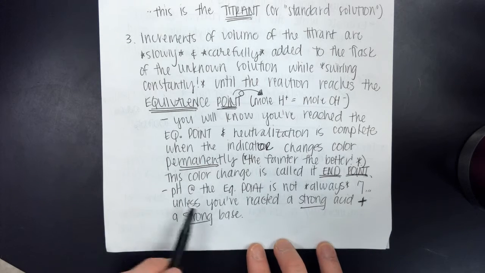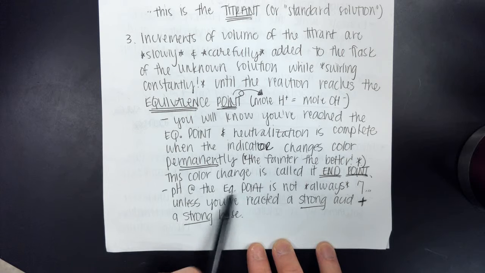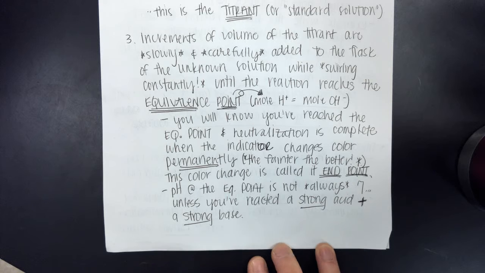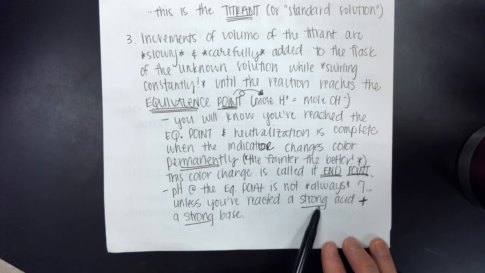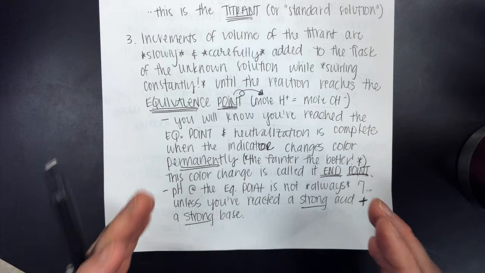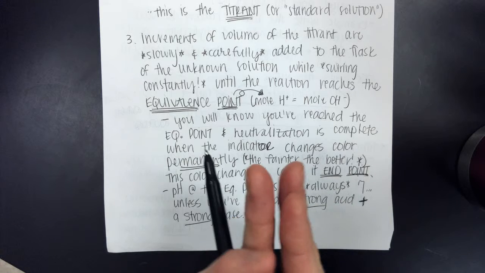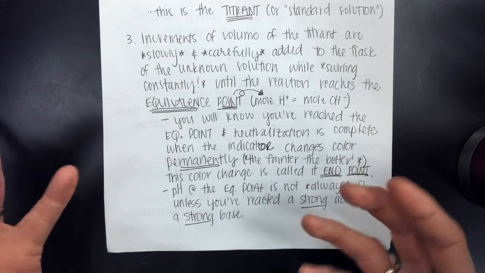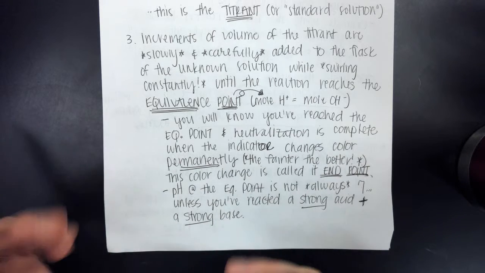The pH at the equivalence point is not always 7, okay? You think of a neutralization reaction as ending at a pH of 7, but that only actually happens if you are reacting a strong acid and a strong base. That only happens if the strong acid and strong base meet exactly in the middle at 7. If one is strong and one is weak, they're going to be off a little bit.